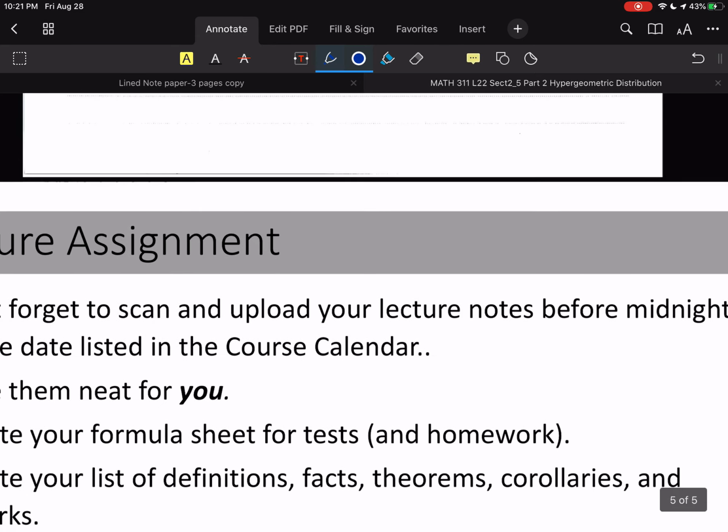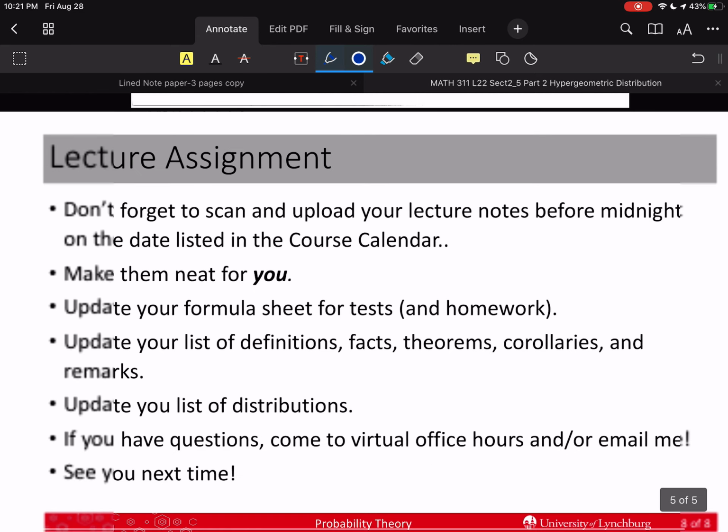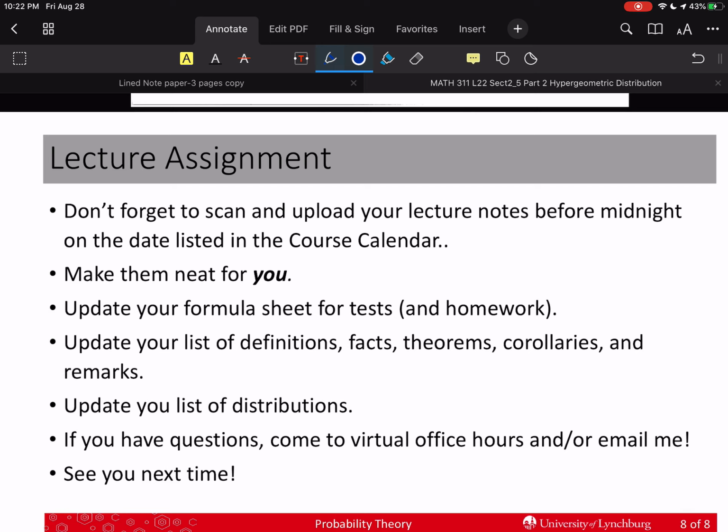All right, I hope that has helped you know how to use the hypergeometric function and helps you with the problems. Don't forget to scan your lecture notes for this before midnight on the date listed in the course calendar.